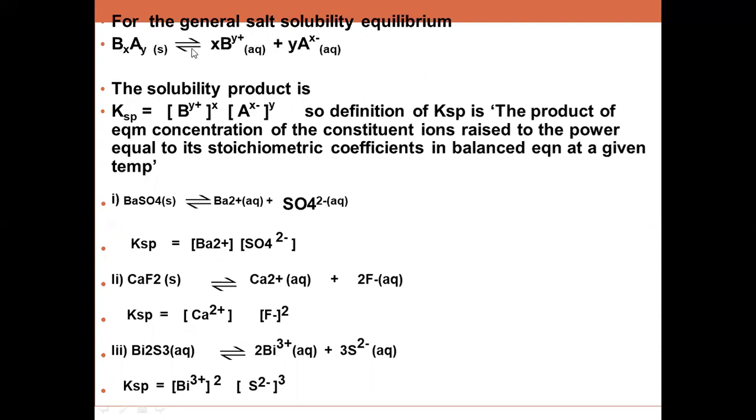BxAy dissociates into xB^y+ plus yA^x-. Here B^y+ and A^x- are the ions, B and A are the elements, and x and y are the coefficients. So here, what is the solubility product? Ksp is equal to the product of ions.